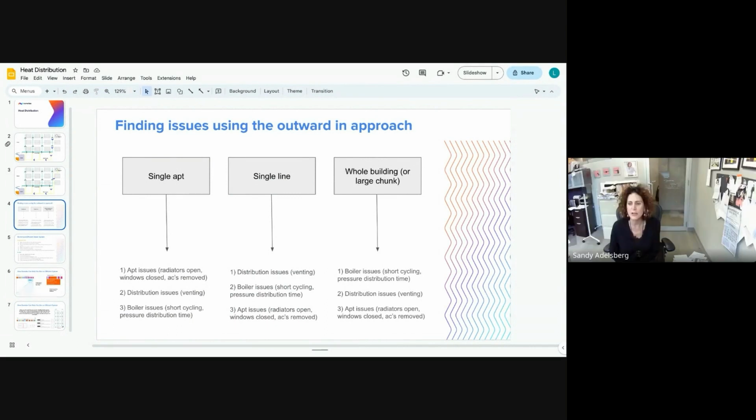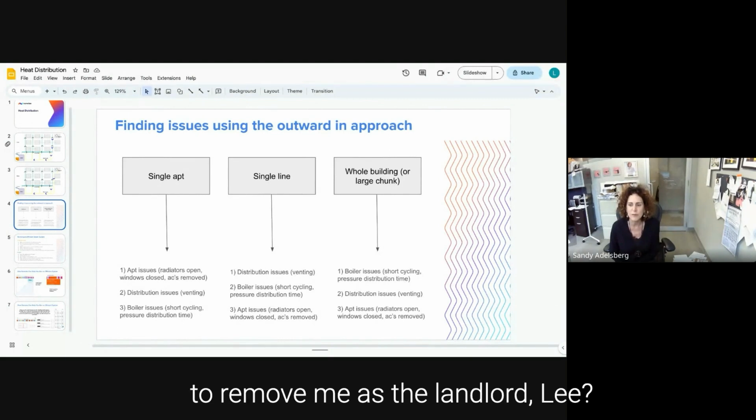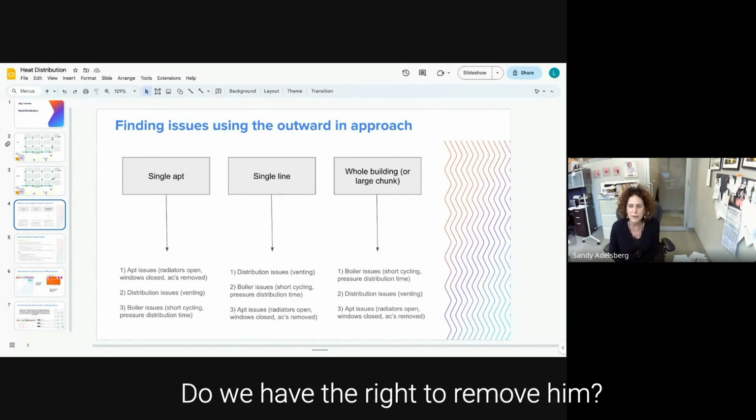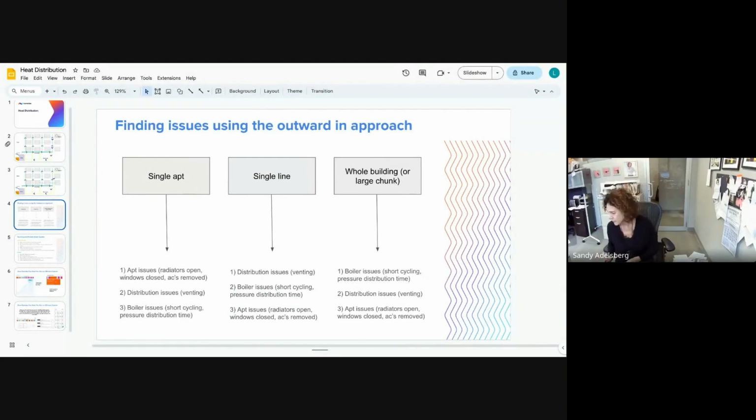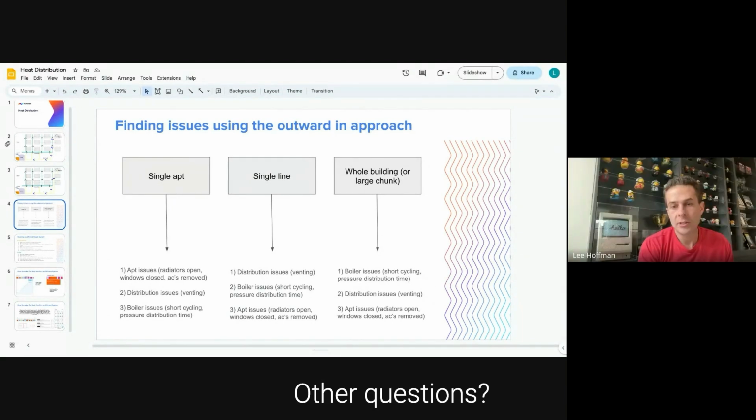I don't know legally, does he have the right to remove it as the landlord? Lee, do we have the right to remove the air conditioner? No, you don't. Okay. Other questions?